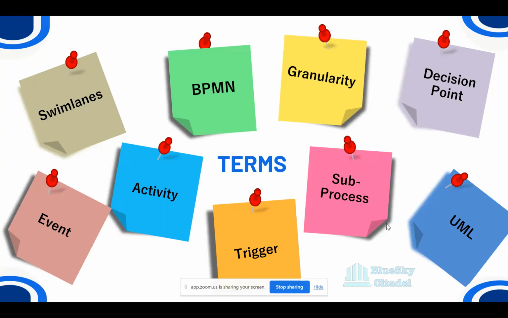We have decision points. Most processes usually have decision points. So you can either do yes or no. It's the diamond decision point. If you see a diamond, there has to be a yes and a no.